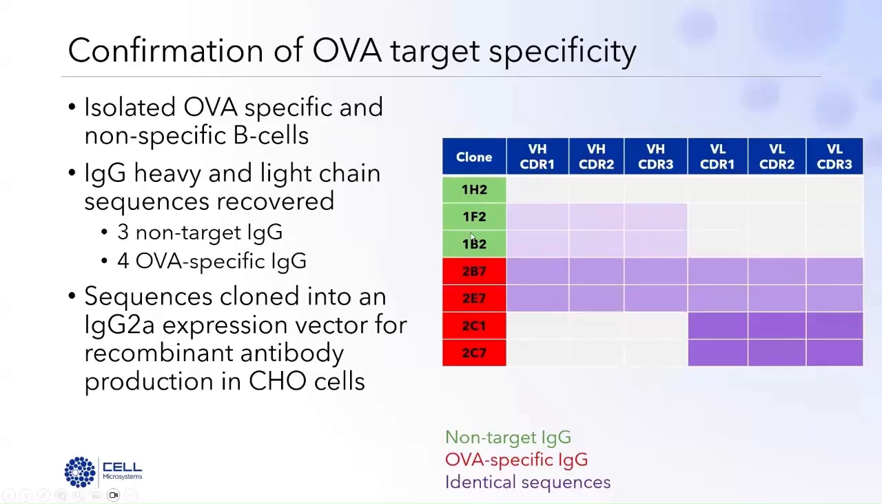The green boxes above are the non-target IgG, and the red ones are the 4 OVA-specific clones. What's quite interesting is that 2 of the clones that we recovered and sequenced actually have identical heavy and light chains, as evidenced by those purple boxes. In contrast, the 2 on the bottom have identical light chains, but have different heavy chains. So because of the differences in the sequence, we decided to go ahead and synthesize antibody from all of these.